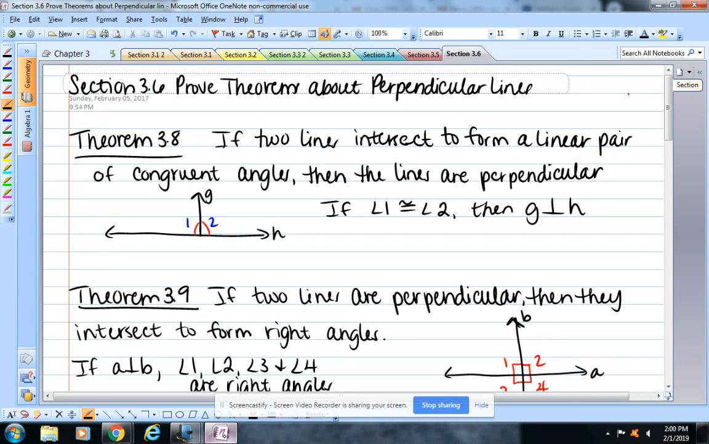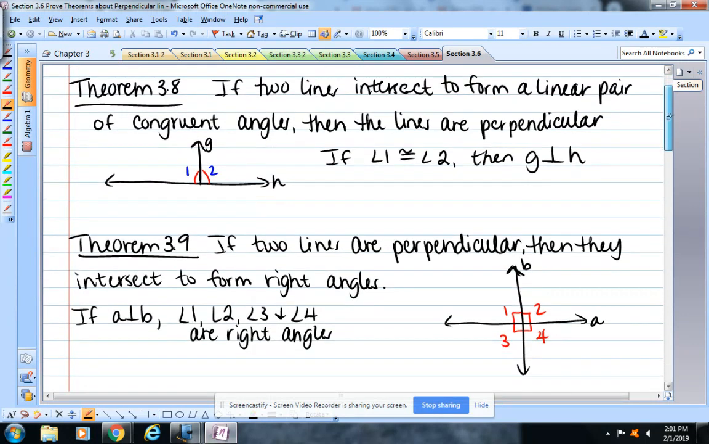Because it said, if two lines intersect to form a linear pair of congruent angles, so if they make a line and they're congruent, then they have to be right angles, which means these two lines have to be perpendicular to each other. Okay? So sometimes our theorems are just stating the obvious, and that's one of those. Right?